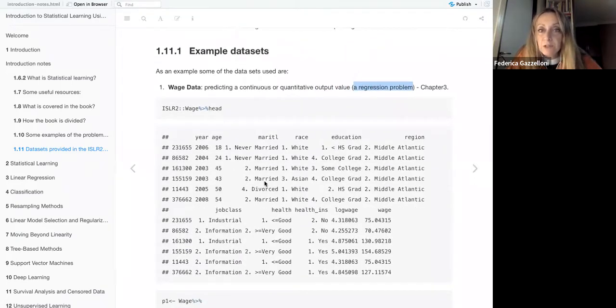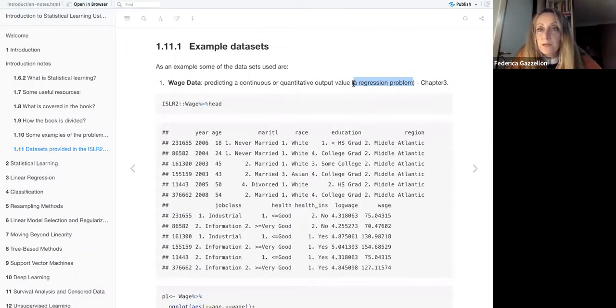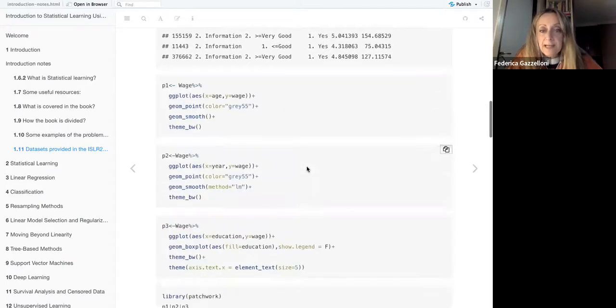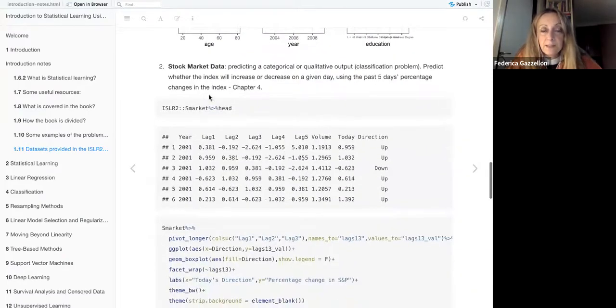This, we have a continuous variable or a quantitative output, and we are dealing with a regression problem. Instead, the second data set within the examples is the stock market data, where we are predicting a categorical output, meaning that we want to see if the market goes up or goes down. So it's a categorical problem. So we are dealing with classification.